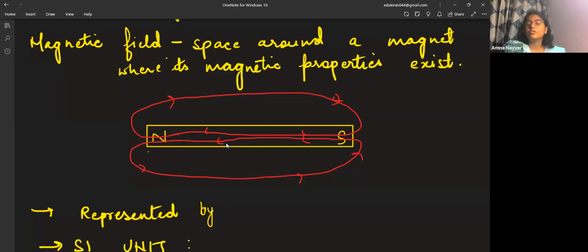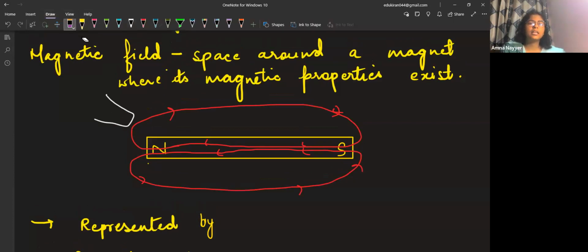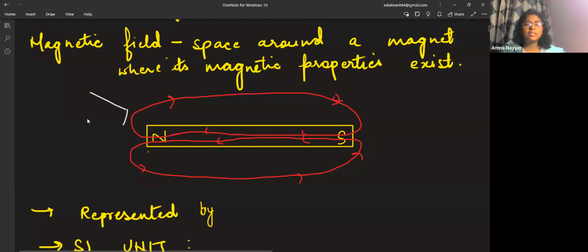So what happens if you bring another magnet, or any other object that also has magnetic properties? Depending upon its pole, you will feel either attraction or repulsion. So this space around the magnet where you are able to observe its attractive or repulsive forces, that confined space is known as magnetic field.